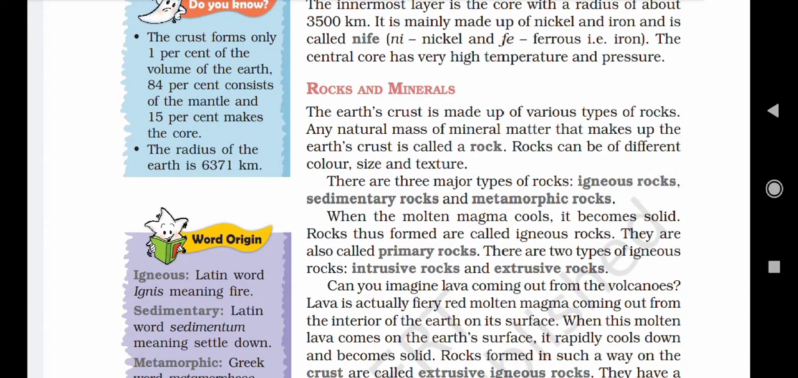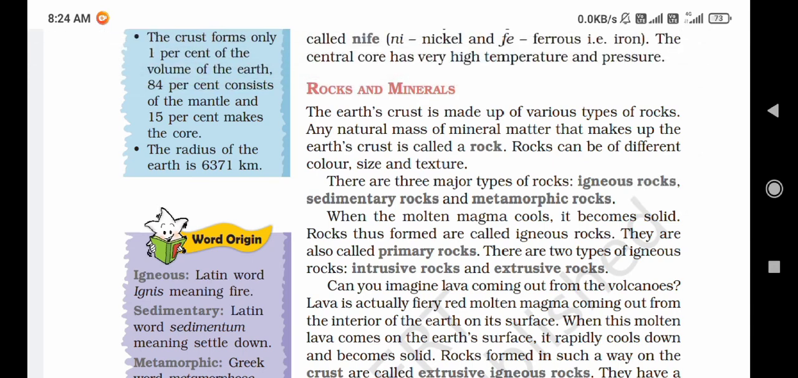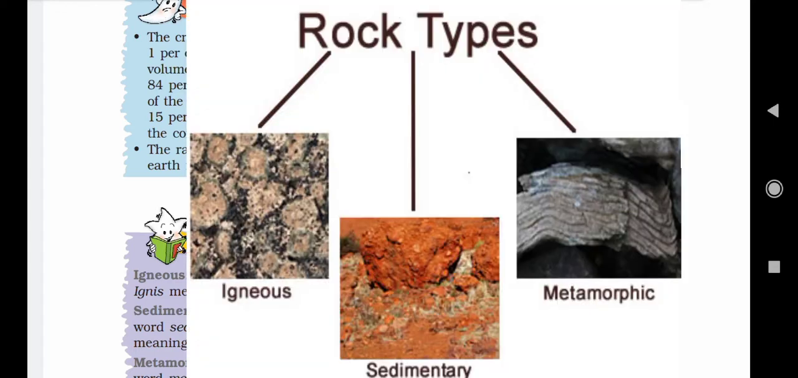Now let's talk about the rocks. Earth's crust is made up of different types of rock. Rocks can be of different texture, size and color. So let's read and identify the major types of rocks. They are igneous rocks, sedimentary rocks and metamorphic rocks.